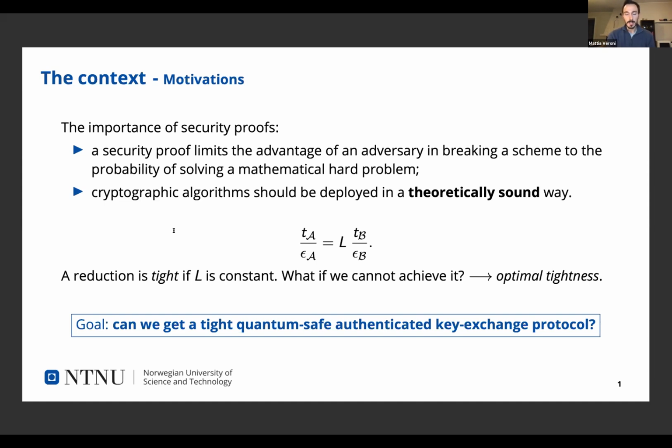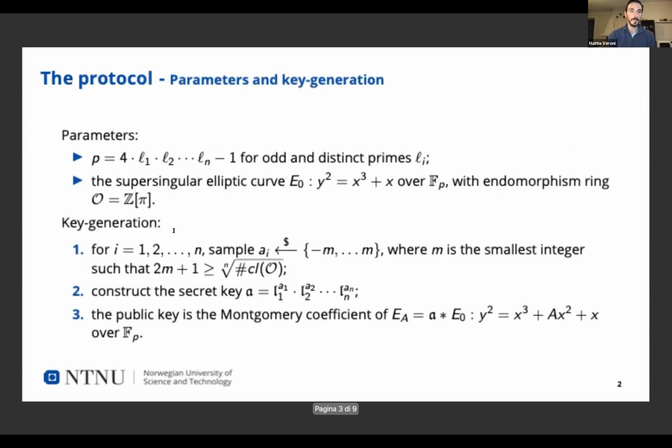But in many cases, as in our simple reduction, we cannot get a constant L. And we can get something that's slightly worse, but still works very well. So in this case, we talk about optimal tightness because we cannot achieve the proper tightness, but we can prove that we cannot do better than that. So our research question was, can we get a tight quantum safe authenticated key exchange protocol? We couldn't, but we could do something slightly worse than that.